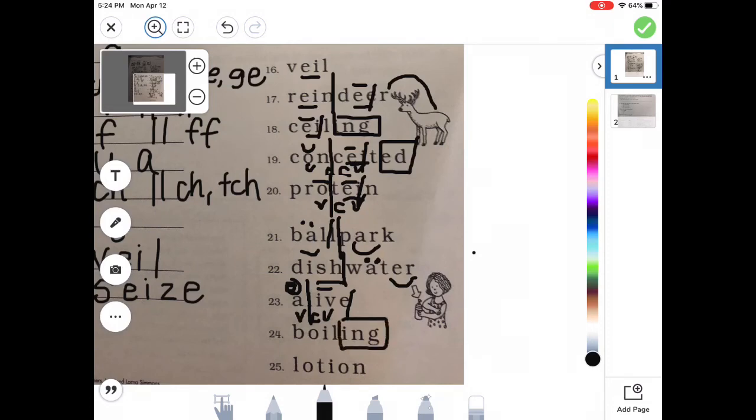And then number 24, what do you see? Suffix ing, very good. So I can do that. And then I also have, in the root word, the OI, so oil, boiling, very good. And our last one, this has something special. Do you see it? Final syllable, T-I-O-N. So bracket it off. And then look, over here on my syllable, I just have L-O. So that O is open at the end, so it's going to be long. So I'm going to say lotion. Lotion, very good. So ballpark, dishwater, alive, boiling, and lotion. So which one am I going to match? The lotion, very good.